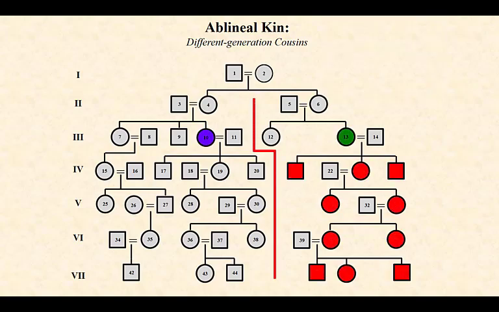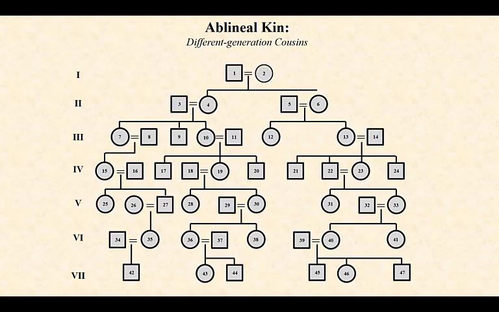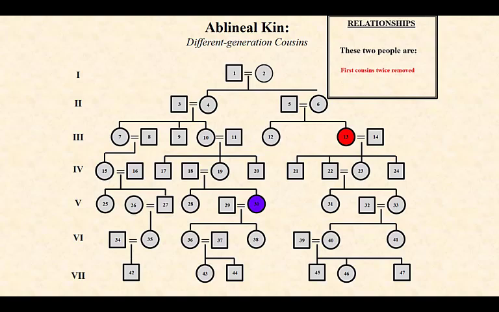Let's continue with ablineal kin, generations removed, but example set number 2. Note here that number 30 and number 13 are first cousins twice removed because number 10 is the first cousin of number 13 and the grandmother of number 30. Note next that number 30 and number 23 are second cousins once removed because 19 is the second cousin of number 23 and she is the mother of 30. Here we have number 30 and number 3 as third cousins because they are both children of second cousins. Therefore, number 40 and number 30 will be third cousins once removed, and 46 and 30 will be third cousins twice removed.